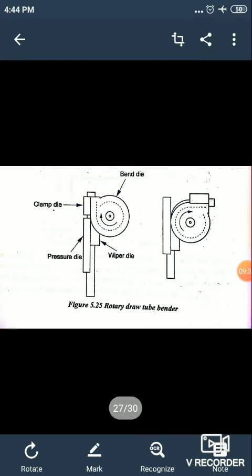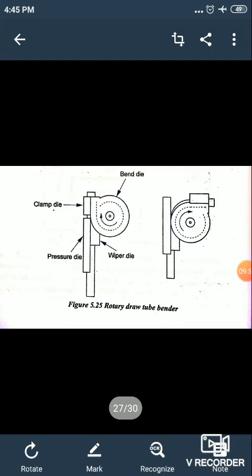Next, the pressure die. The pressure die holds the tube against the bend die under pressure. Next, the clamp die. The clamp die clamps the tubing material to the bend die as it rotates to form the bend.